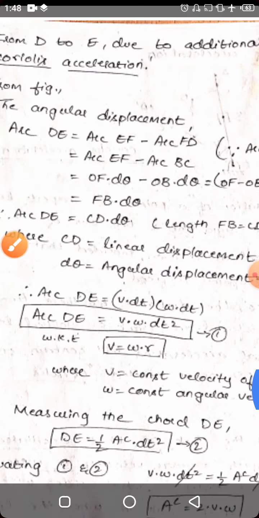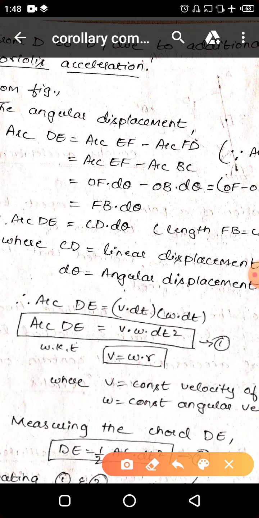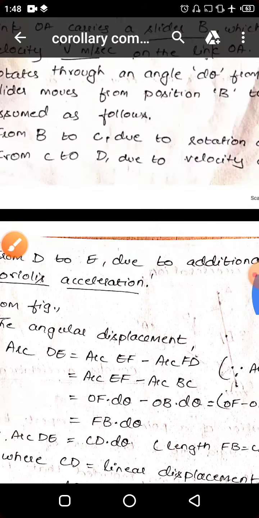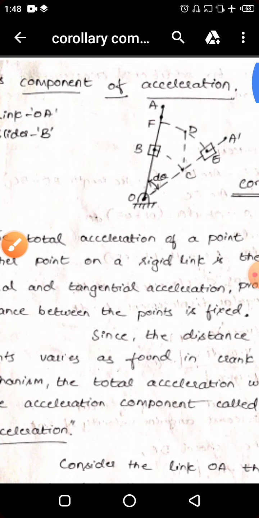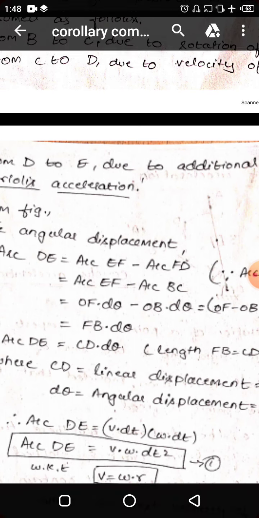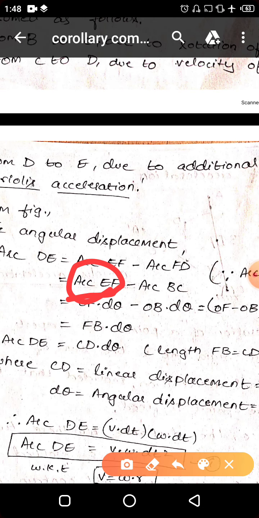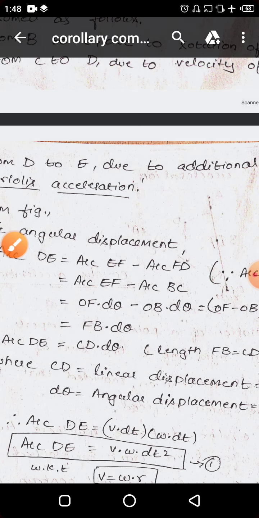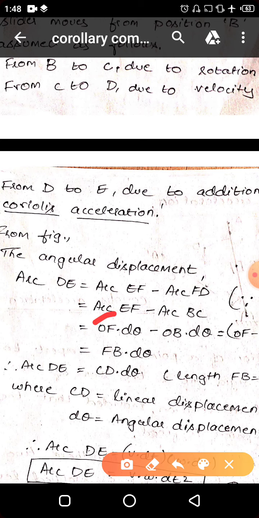Now what we will be doing, we know the length of the links here, that is nothing but OA, and the displacement moved by this binary link is d theta. Now since we have the linear length and the angular displacement, we can find out the arc length here. So in order to find the arc length of this EF, I will be multiplying the length of this link by the angular displacement d theta.